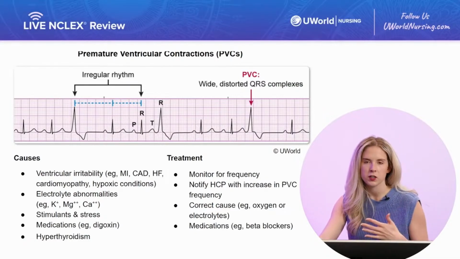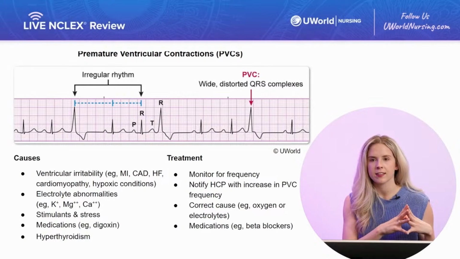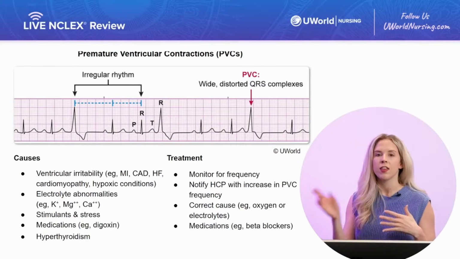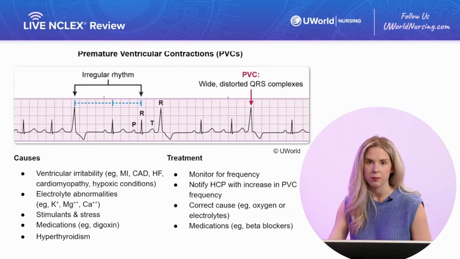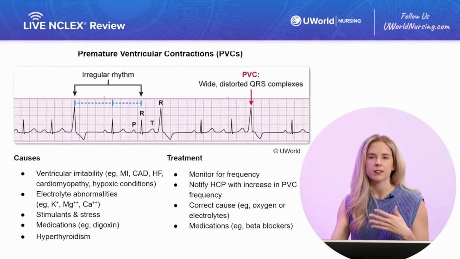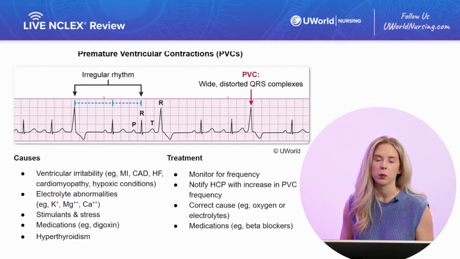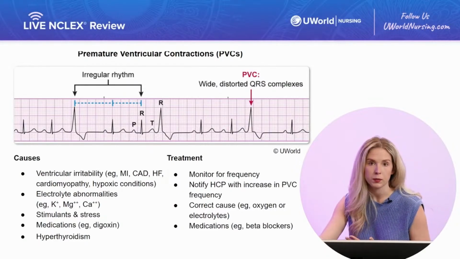So normal conduction of the heart starts in the SA node, works to the AV node, goes to the bundle of His, and then the bundle branch to the Purkinje fibers. What happens in PVCs is somewhere after that AV node, things go a little bit awry. One of our checkpoints fires out of order prematurely.